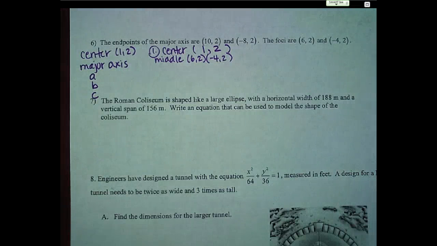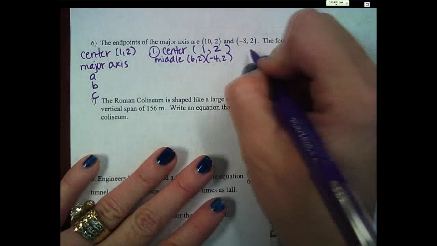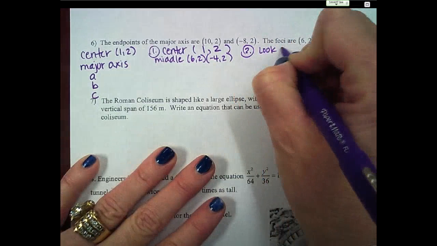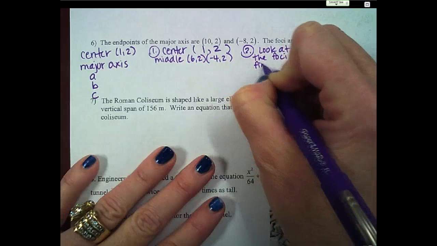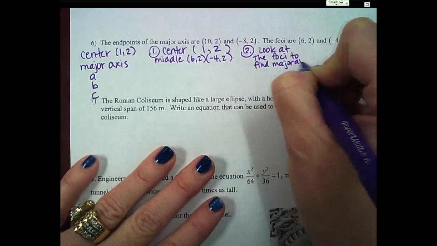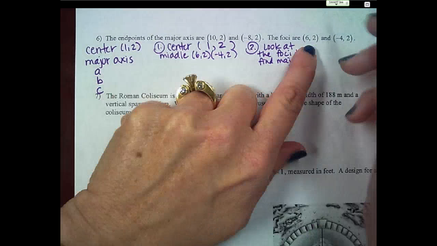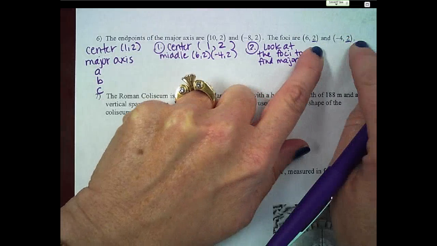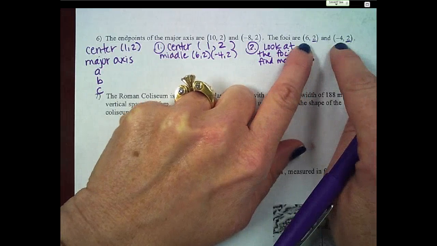Now we need to know the major axis. We have to have the major axis so that we know which A goes with. A goes with the major, okay? And we need to know where to put it. You should look at the foci to find the major axis. So here they are. Okay, 2 and 2 stayed the same, right? Which meant that the x's change. So we slid something on the x-axis. So which axis is major then? The x-axis. Are you all kind of getting that now?